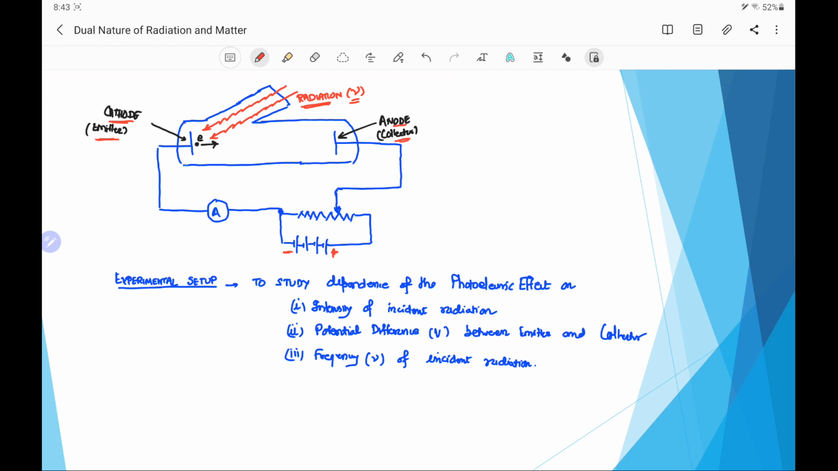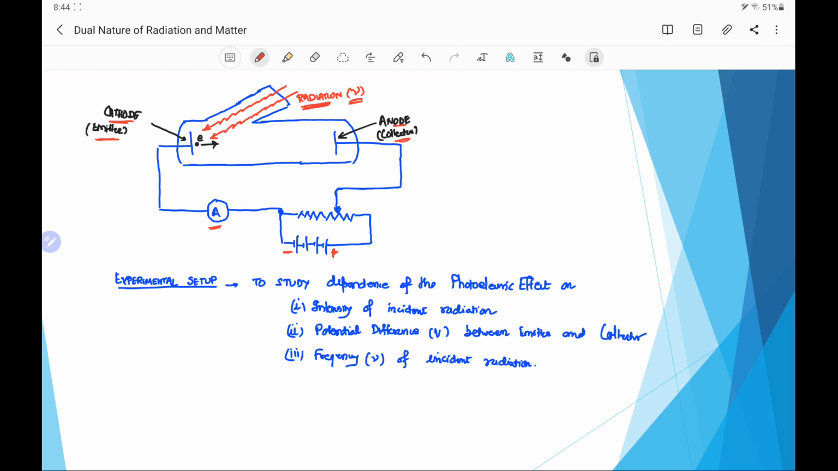As the electrons complete the circuit after reaching from cathode to anode and then through the battery again at the cathode, a current is constituted, which is the photocurrent, and this current is measured by the ammeter. The electrons emit from the cathode or the emitter because of the incident radiation. This is the photoelectric effect, and this radiation has a particular frequency, say nu.